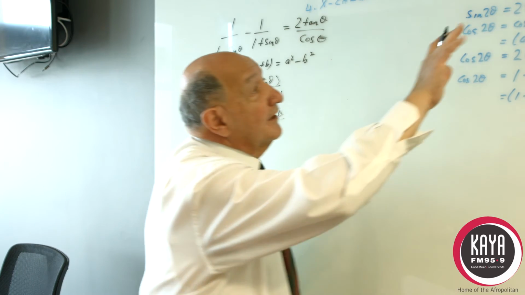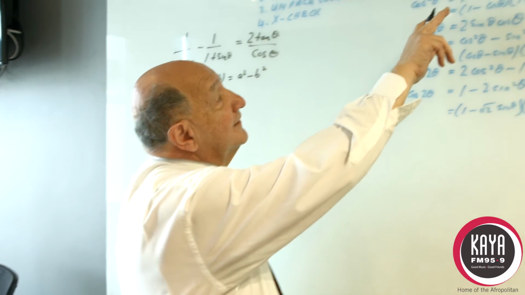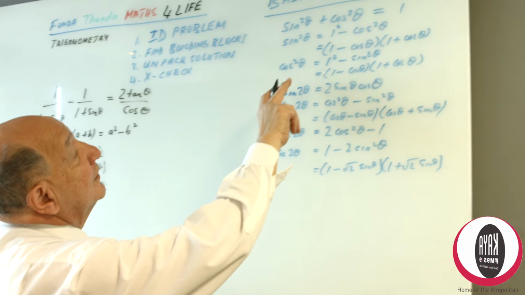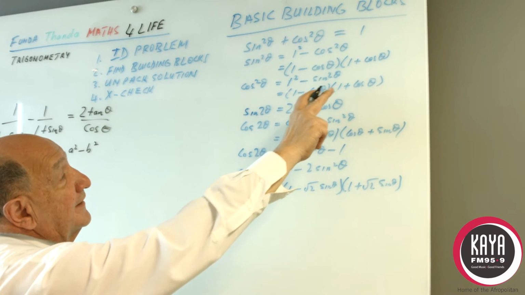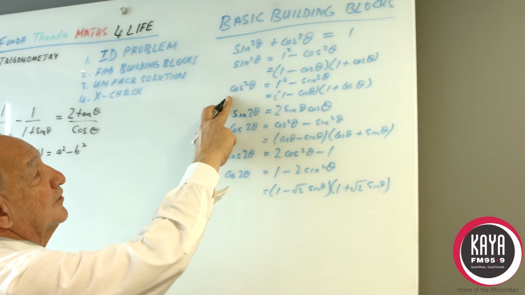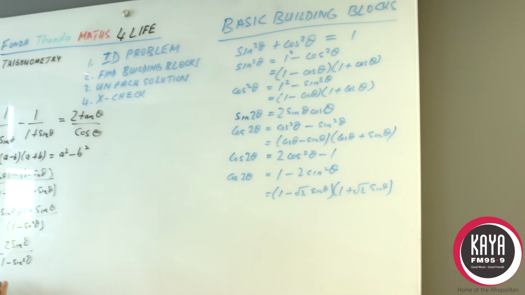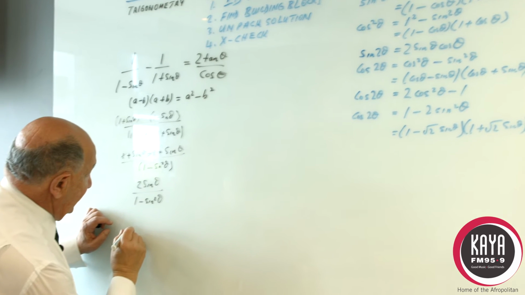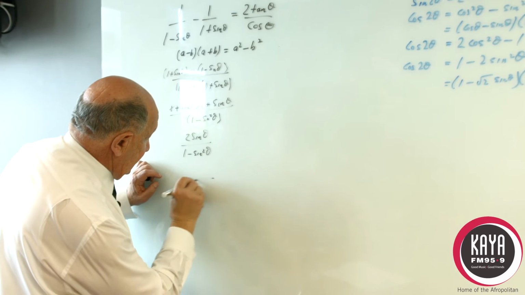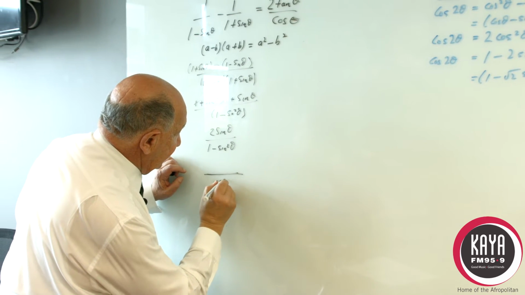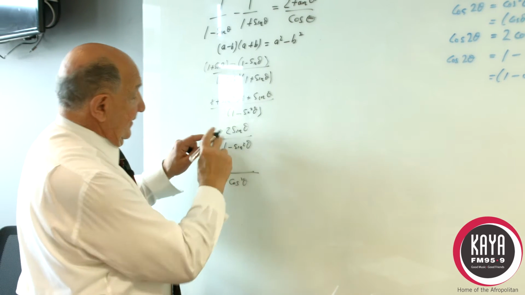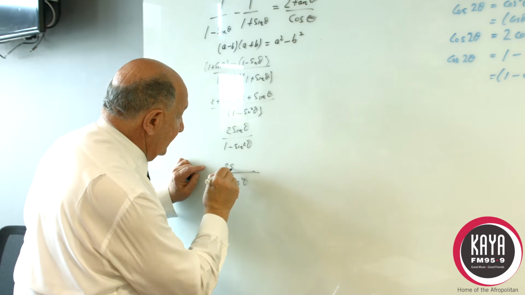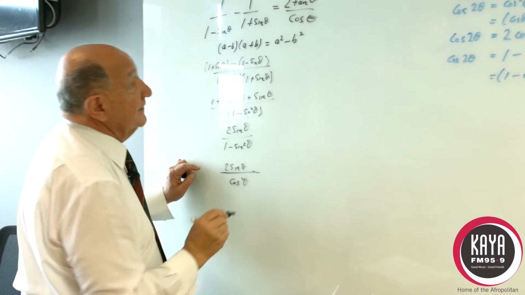If we come back to our building blocks, we have 1 minus sine squared theta, which is actually equal to cos squared theta. So here we will have cos squared theta. The top is 2 sine theta.